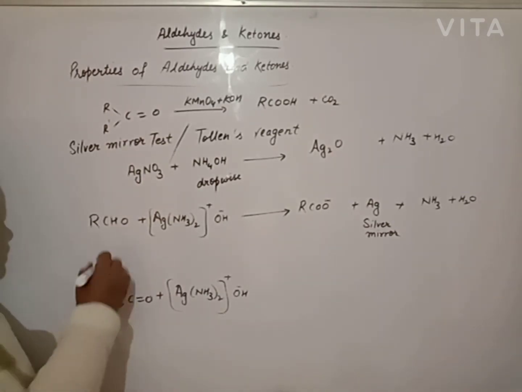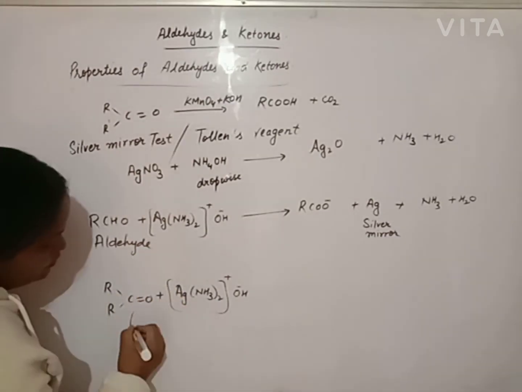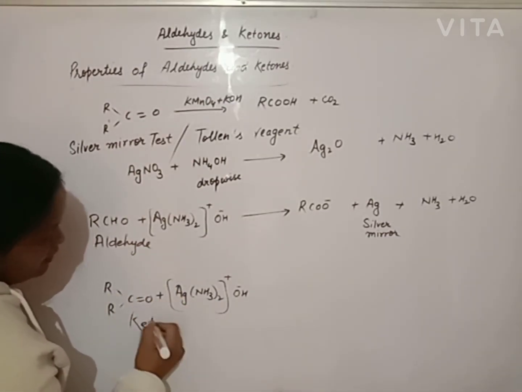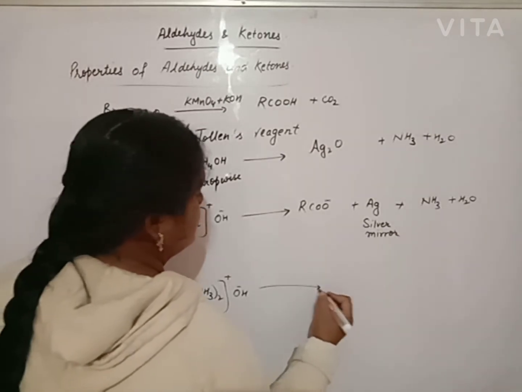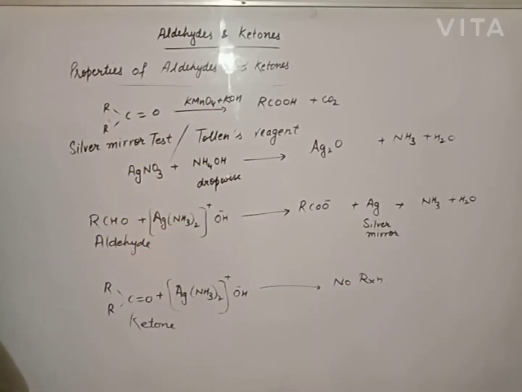But if there is no aldehyde in another test tube which contains ketones, and it reacts with Tollens reagent, no changes will appear, no reaction will occur. That means if we want to distinguish the aldehyde and ketone, we will use this test. Tollens reagent gives the aldehyde test: silver mirror is positive in case of aldehyde group, but silver mirror is negative in case of ketone.